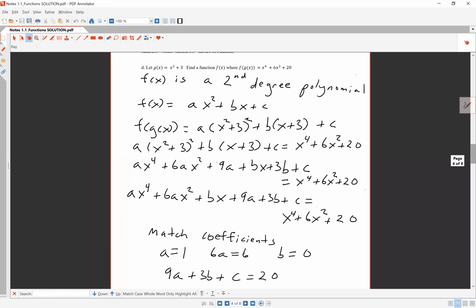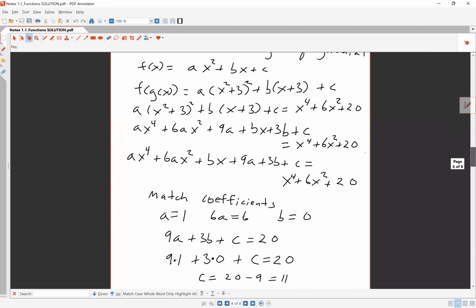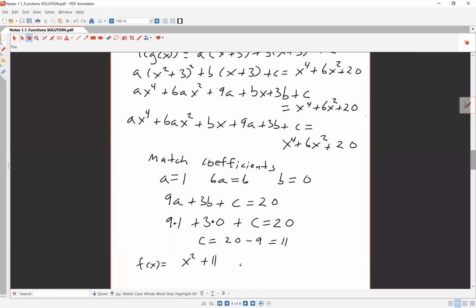And now the constant term, we know that 9a plus 3b plus c is 20. So just solve for c. You get 9 times 1 plus 3 times 0 plus c is 20, or c is equal to 11. And so f of x is x squared plus 11.